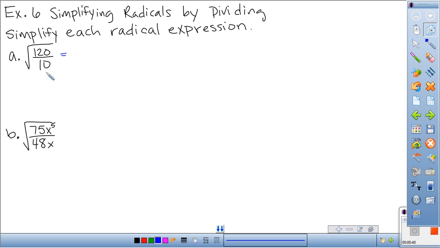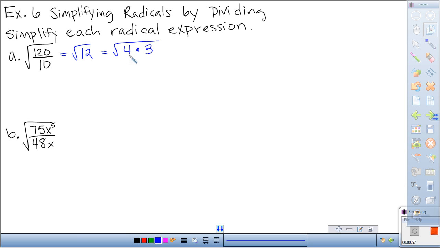So 120 divided by 10 would just be 12, so we have the square root of 12. Then we want to try and simplify that radical. So I have the square root of 12 would be 4 times 3. And I used 4 since it's a perfect square. I could have broken it down to 2 times 2, but I was going to pull it out anyway. And then the square root of 4 is 2, so it comes out, and we're left with the square root of 3 inside.